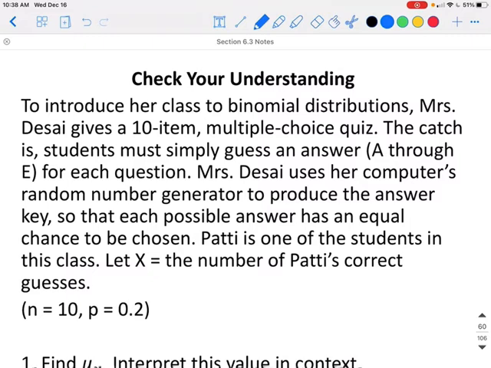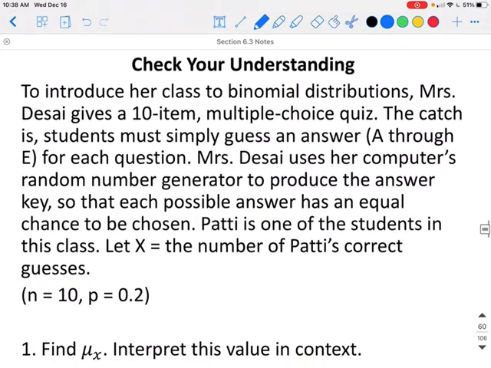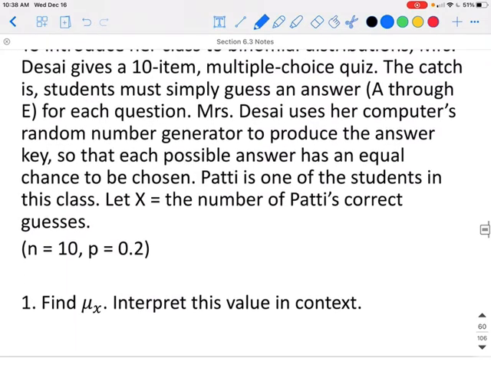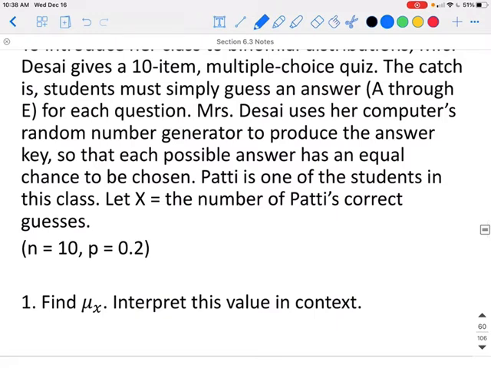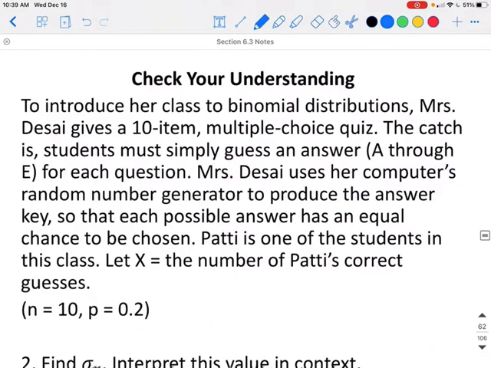We know that the number of trials is 10 because there's 10 questions on the quiz, and the probability of success, since the answers are labeled A through E, there are 5 answers. So each answer has a 20% chance of being selected. So we need to find the mean number we would expect her to get correct. Our formula for that is the number of trials times the probability of success, or 10 times 0.2, which means on average, we would expect students to get 2 questions correct on this quiz.